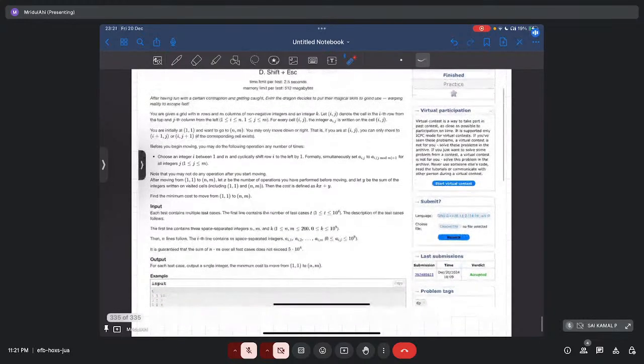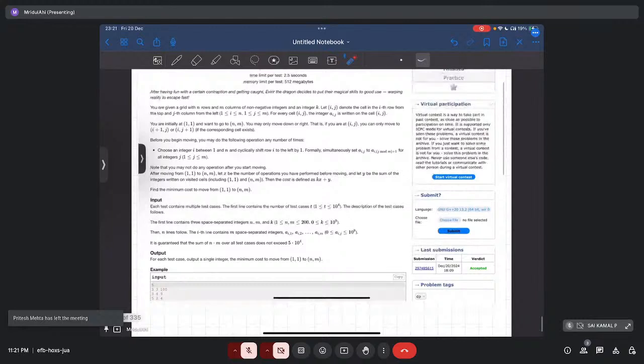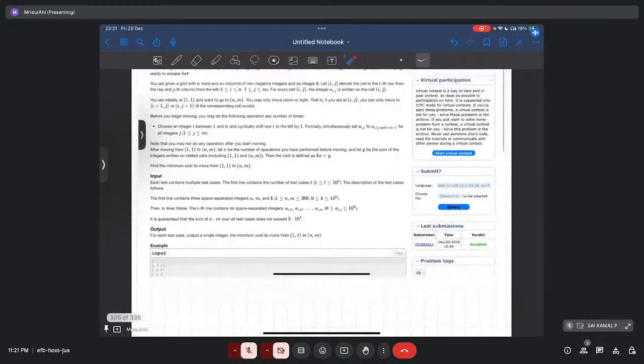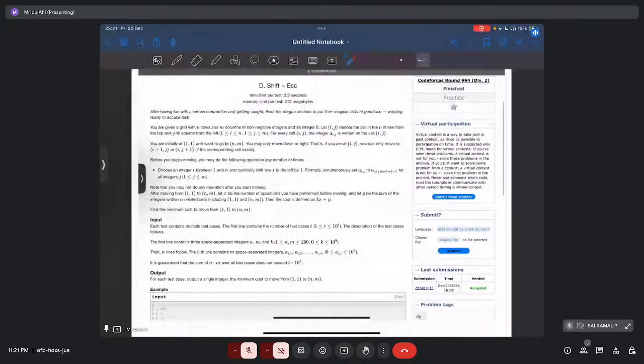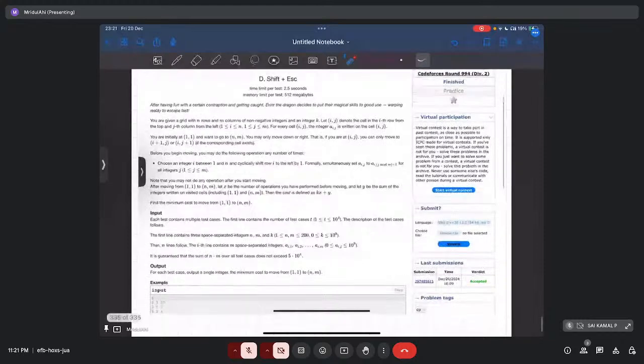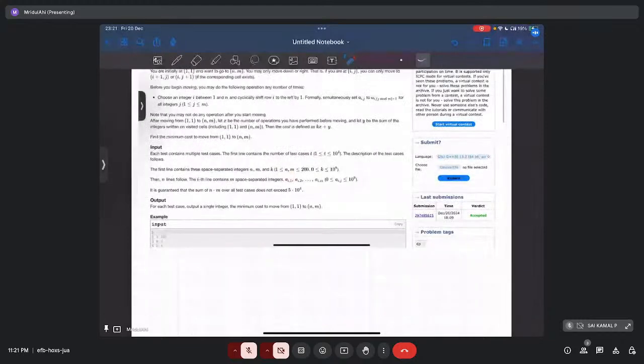Once we visit a cell, we have to add some cost. Let's say we visit a path and the sum of numbers of cells on that path is y. Then we incur a cost kx plus y. Here x is the number of operations, where we can pick any row and cyclically shift it to the left by one. So we look at the constraints. We have n, m less than or equal to 200 and the summation of n times m less than or equal to 5e4.